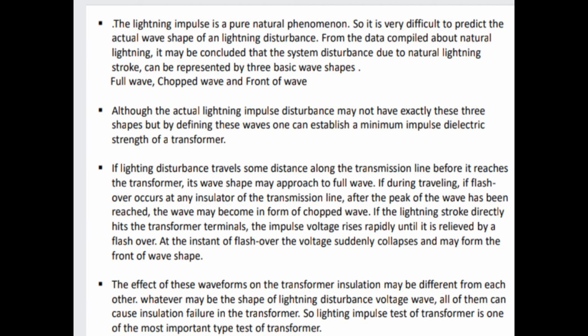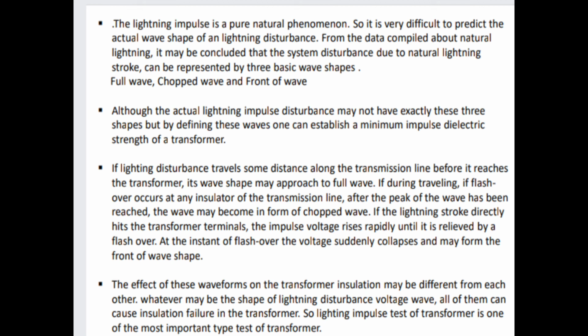Although the actual lightning impulse disturbance may not have exactly these three shapes, by defining these waves, one can establish a minimum impulse dielectric strength of a transformer. If a lightning disturbance travels some distance along the transmission line before it reaches the transformer, its wave shape may approach a full wave. If during traveling, flashover occurs at any insulator of the transmission line after the peak of the wave has been reached, the wave may become a chopped wave.